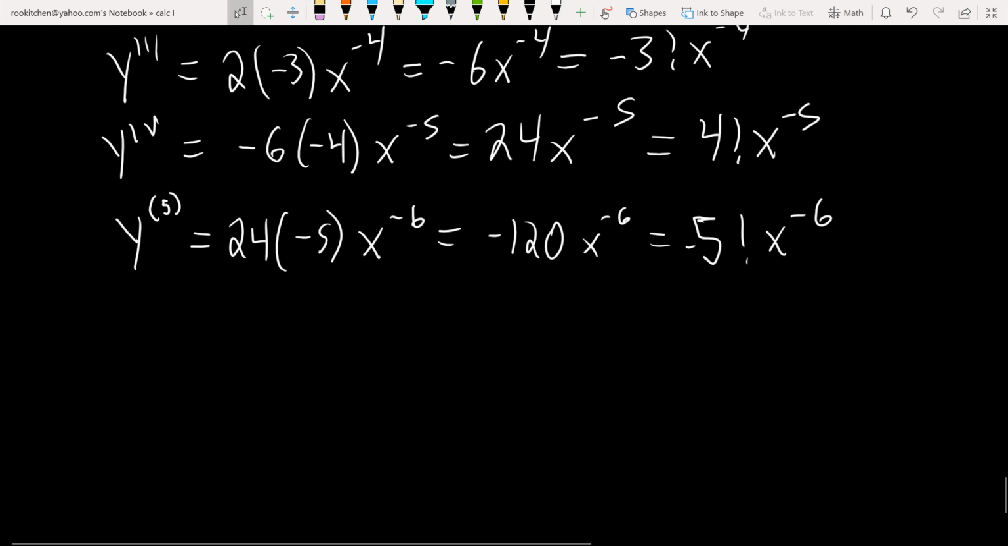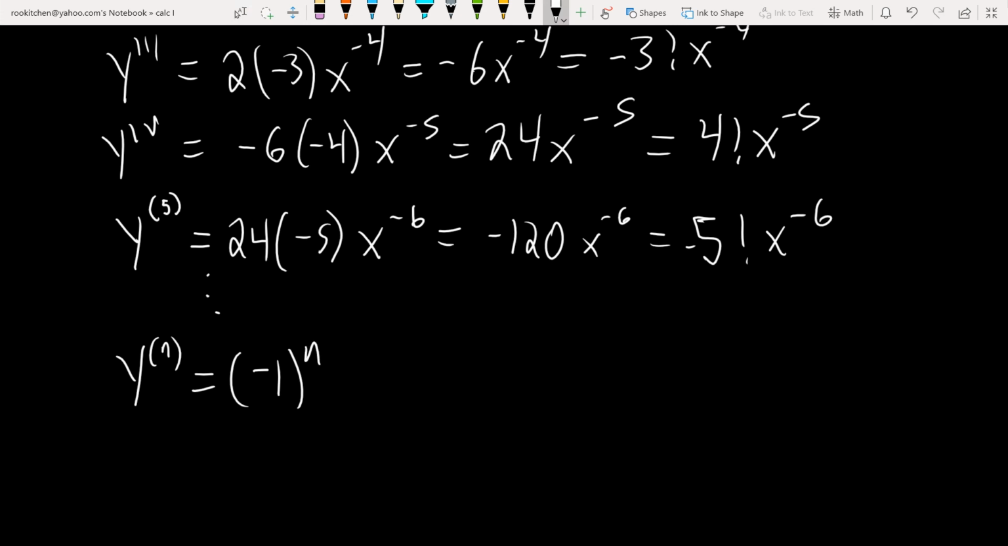In general, and I won't call upon you to do this in this class, the nth derivative will be negative 1 to the nth power times n factorial times x to the negative n plus 1. Okay, so that will be on the chopping block once you get to Calc 2.